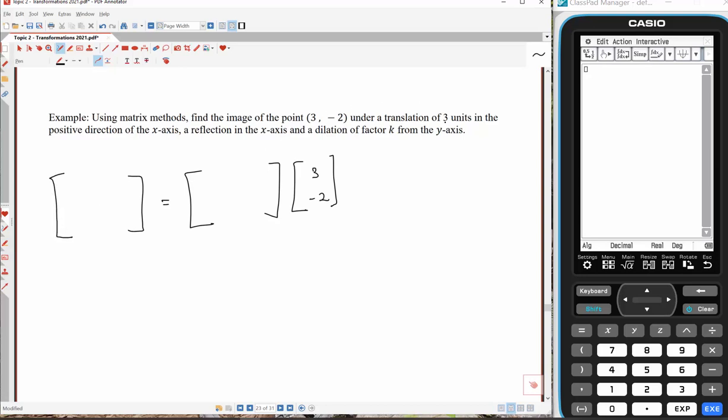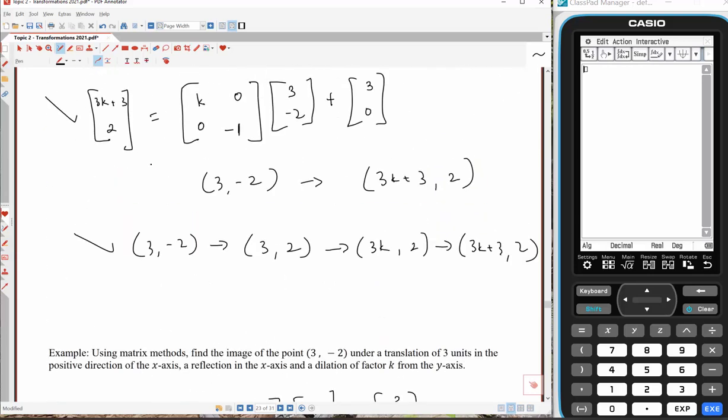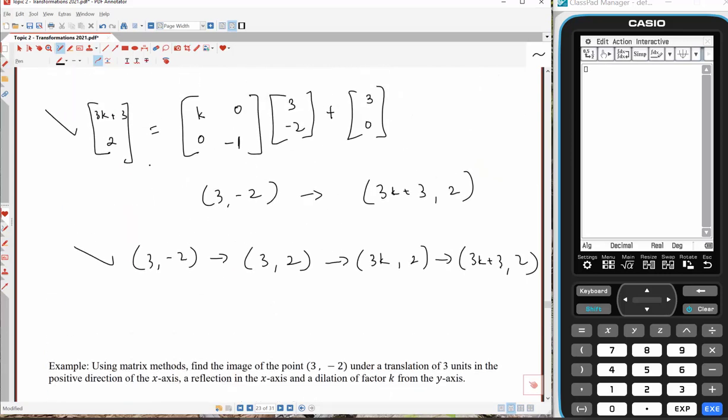Okay, so translation 3 units in the positive direction of the x-axis. So that's going to be 3. There's no y or up and down, so we're not going to worry about it. A reflection in the x-axis: reflections in x change y, so that's going to be negative. We'll hold off there and check whether there's a dilation from the x-axis as well. A dilation factor k from the y-axis, so that's going to be k, 0, 0, and 1 is going to give us our value. Now, does this look very familiar? Well, it looks exactly the same.